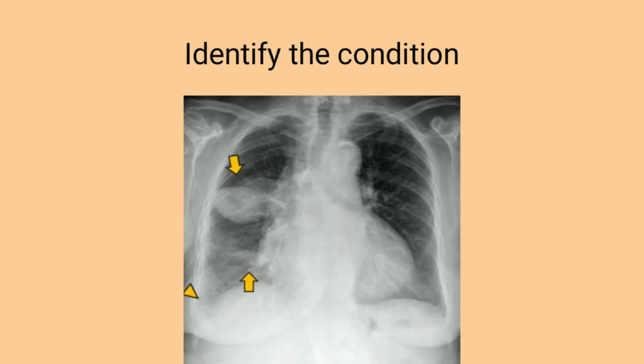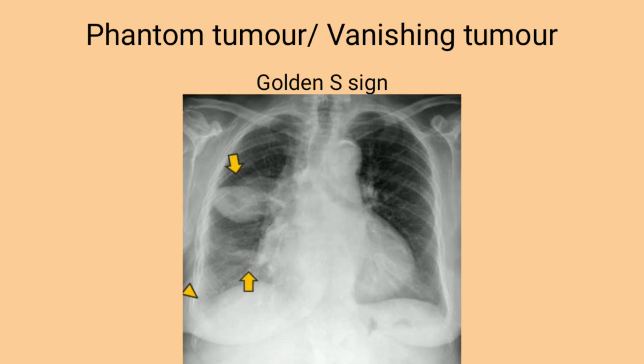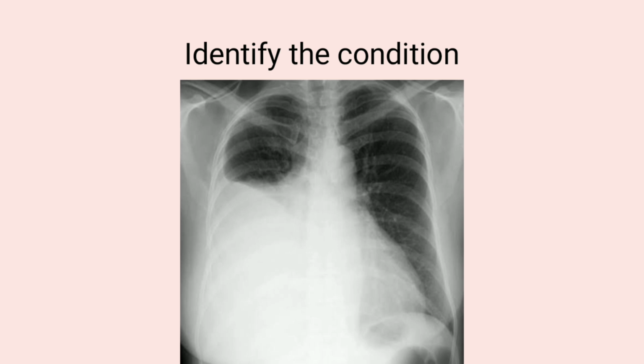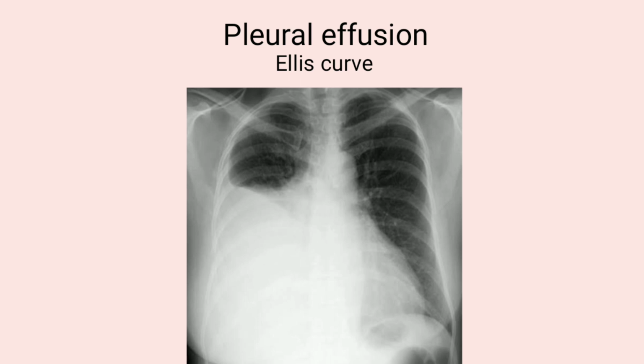Identify the condition. Golden S sign seen in phantom tumor or vanishing tumor. Identify the condition. Ellis curve is seen in pleural effusion.